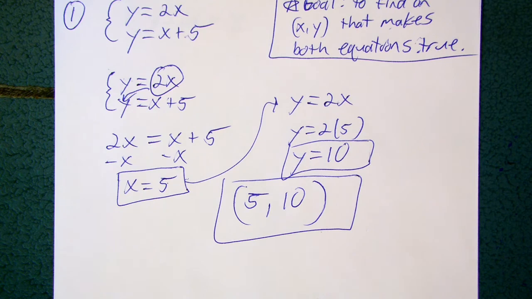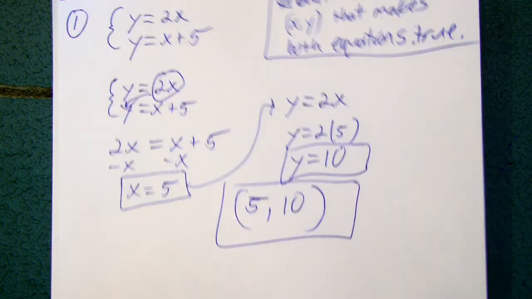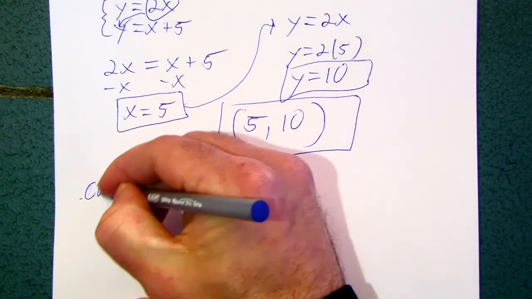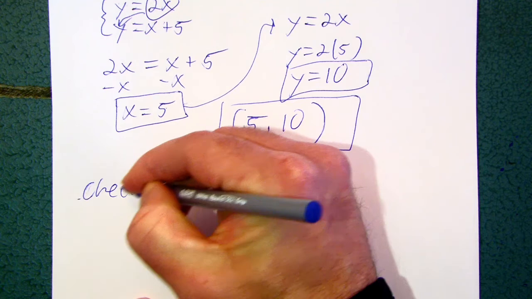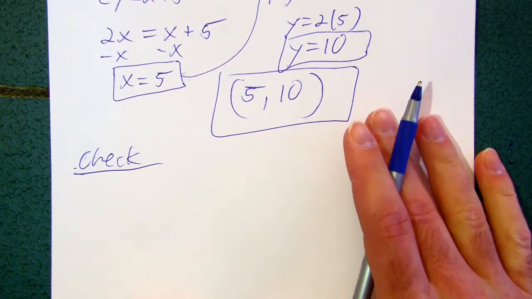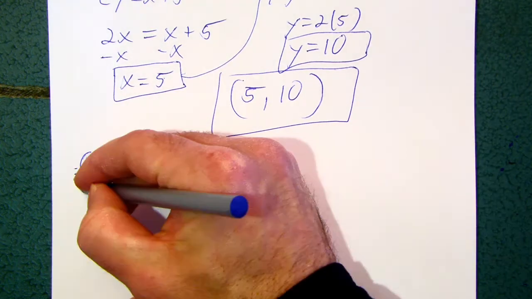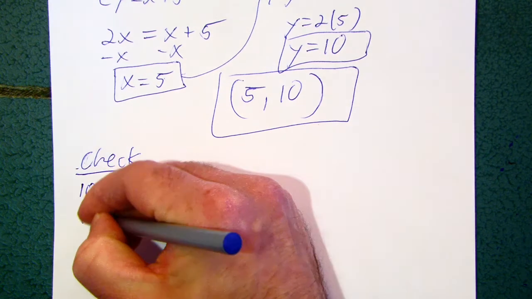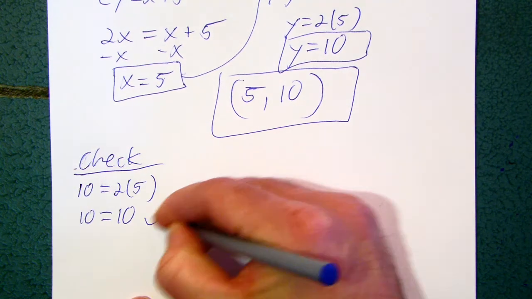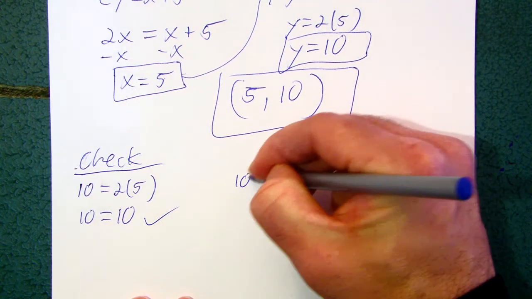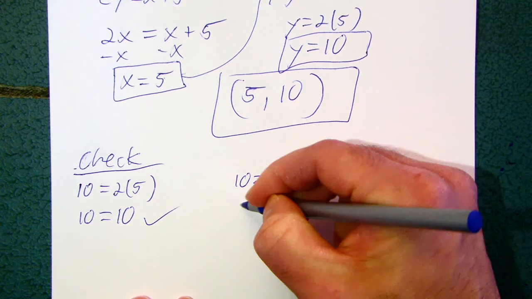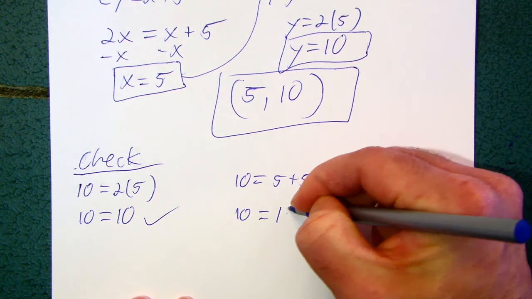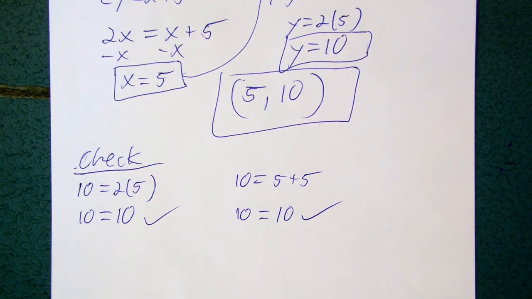All right, as I said with graphing, you want to check your answer. And so if you want to go back and check these, we didn't do a whole lot of work for this, so it's not too bad. But in the first one, you have 10 equals 2 times 5. 2 times 5 is 10. You get 10 equals 10. In the second one, you got 10 equals 5 plus 5. And of course, 5 plus 5 is 10, so we get 10 equals 10. That's all we're looking for here, is that it works out in both equations.